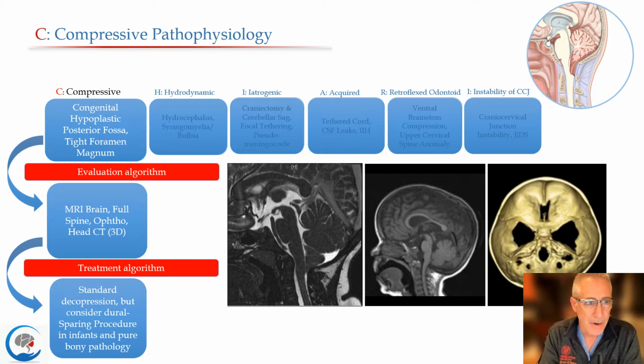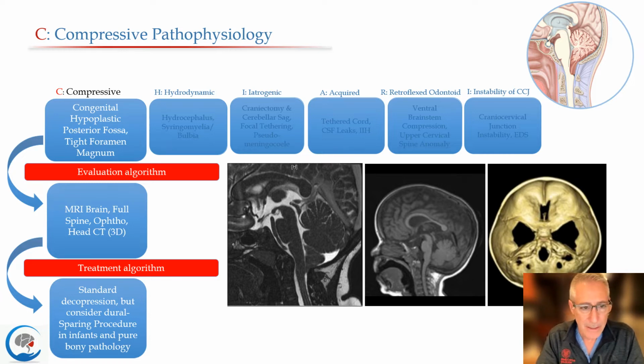So I like to start with the compressive pathophysiology because I think it's the most straightforward and maybe the one that people are most comfortable understanding as sort of classic Chiari. This is the congenital hypoplastic posterior fossa, meaning that the back of the skull has been actually malformed. It is either too small or too horizontal in the case of children with achondroplasia. Whatever the underlying etiology, the foramen magnum, the space at the base of the skull, is too small, and the contents of the posterior fossa become compressed.